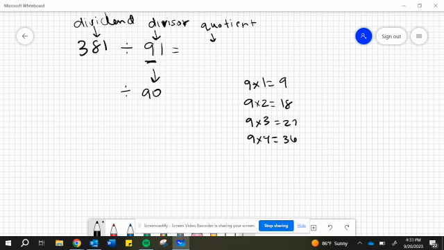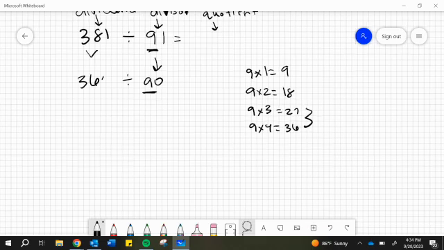So when I'm looking at my dividend, I have to change it into a friendly number that can be easily divided by 9. Right now I'm just going to focus on 9. So I look at 38 and I can see 27 and 36 are pretty close. 36 is closer to 38, so I'm going to change 38 to 36.